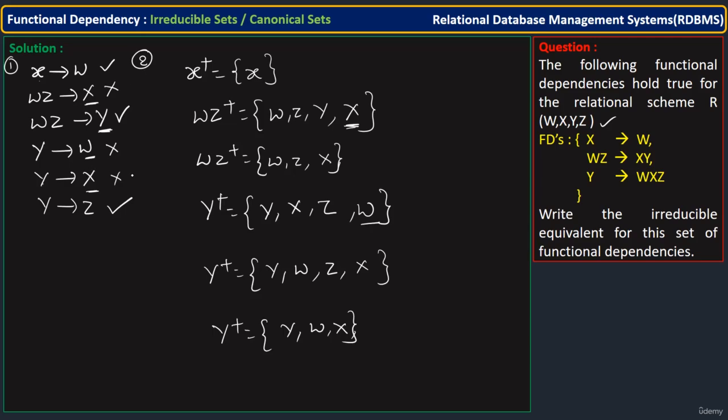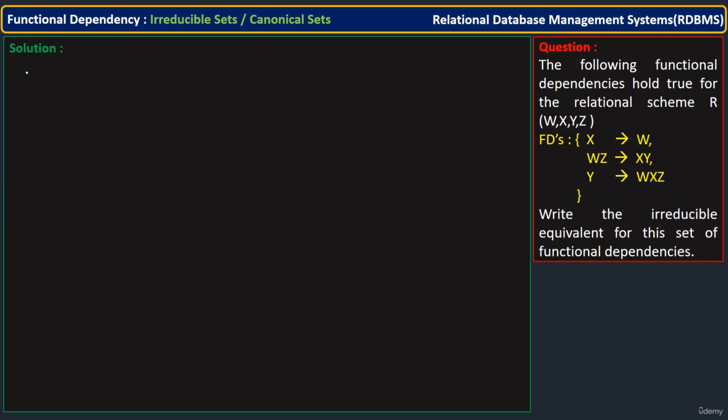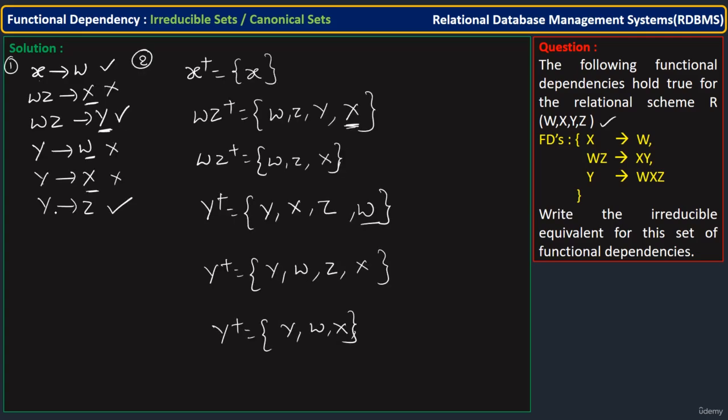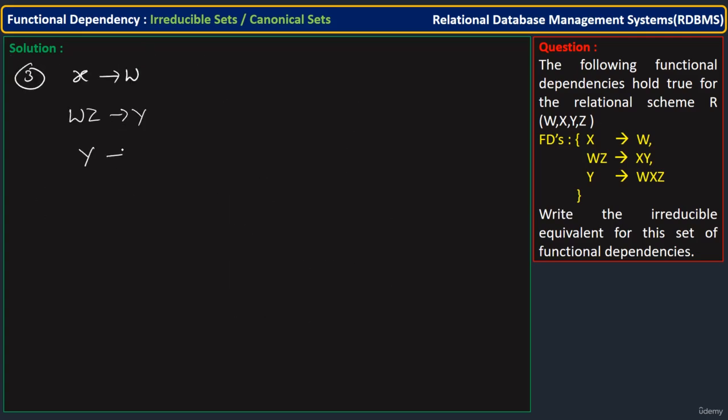So which are all essential? Let us take them separately. The essential ones are X determines W, WZ determines Y, and Y generates Z. Now in step three, if you have more than one attribute on the LHS side, then try to find the closure of every subset. If you are able to generate Y, then you can skip the rest and take only that particular subset.